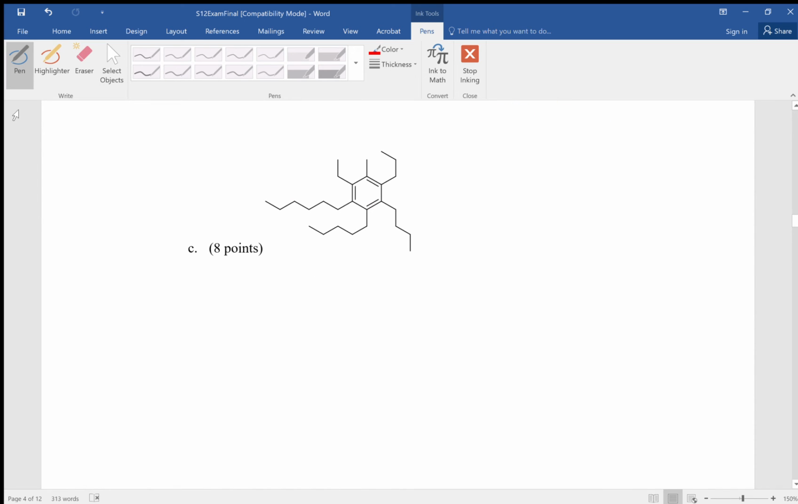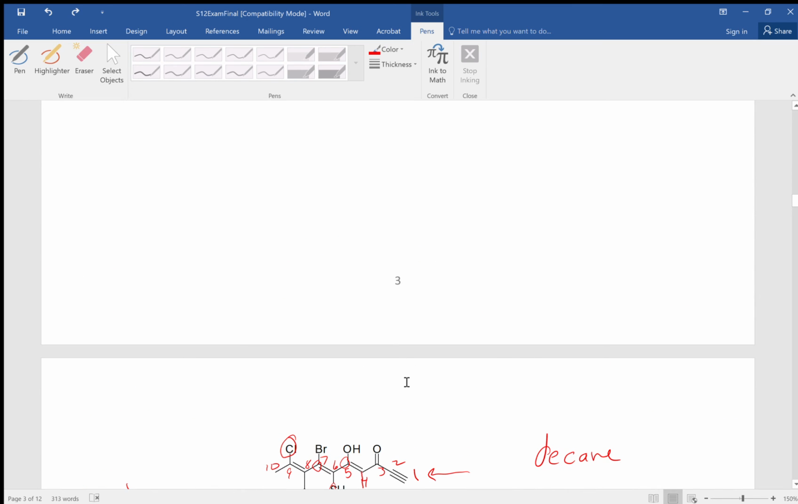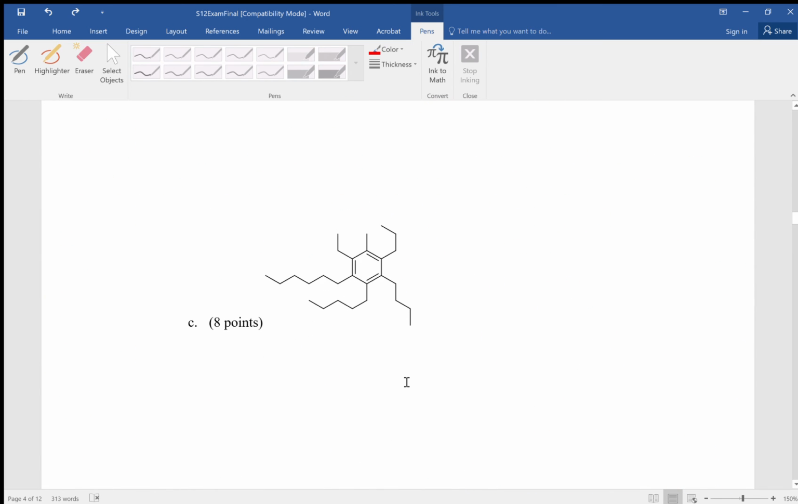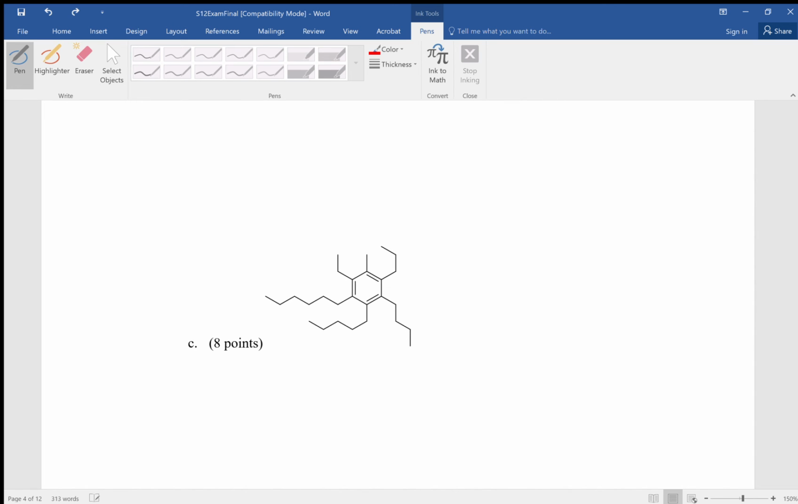All right, we have one last nomenclature question to do. This one's an aromatic compound, and you'll notice that we have a methyl group on here. So that would prompt me to name this one as a toluene. Now, if I do that, that means that this has to be carbon number 1.